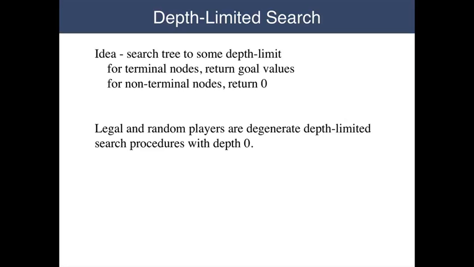The simplest way of dealing with games for which there's too little time to search the entire game tree is to limit the search in some way. In depth-limited search, the player explores the game tree to a given depth. A legal player is a special case of depth-limited search, in fact, as is a random player, where the depth is effectively 0.